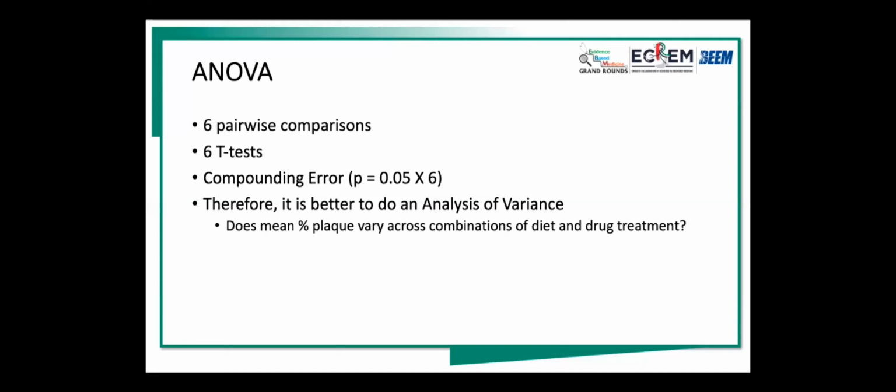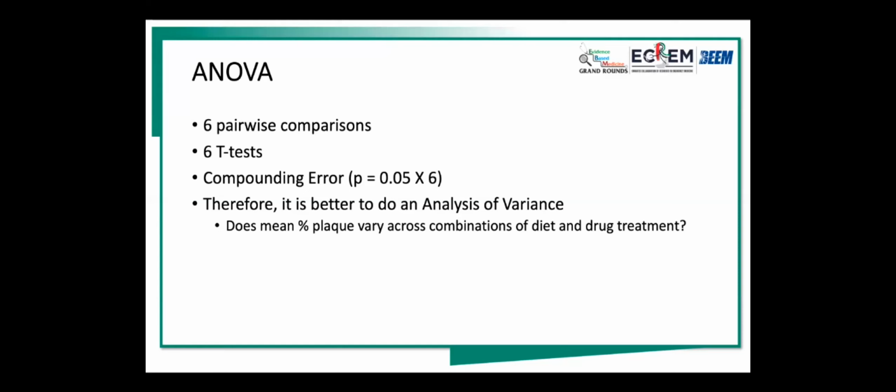What that would allow you to do is to see if the mean percent plaque varied across combinations of drug and diet treatment. Again, this can be quite complex. You need the help of a statistician. I'm going to keep saying this over and over again, but it's a good idea for you to know when to use which test, so that when you're reading a paper, you can say, hey, they used ANOVA, it makes sense, they compared more than 2 things. Or if they did compare more than 2 things and they didn't use an ANOVA, you'd be like, that doesn't seem right.